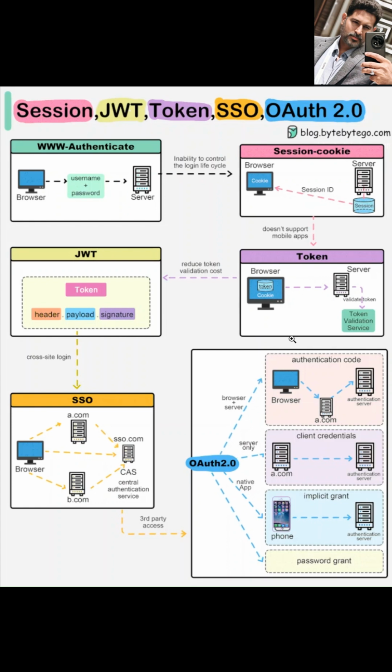So, there you have it. A quick look at sessions, JWTs, tokens, SSO, and the mighty OAuth 2.0. They all help manage who gets access to what online, but they do it in different ways for different reasons. Knowing the difference is super helpful for understanding how the internet works and how to build secure apps.